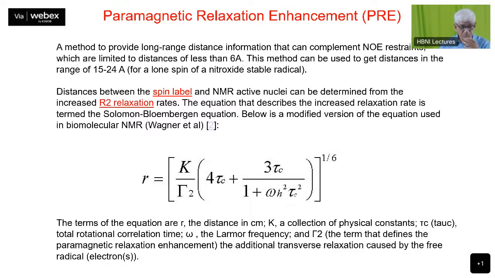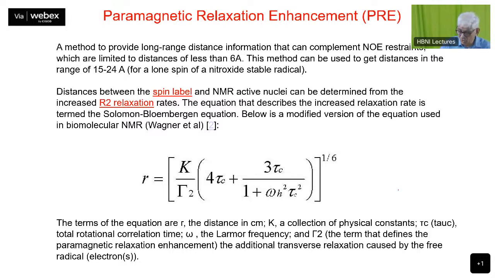Suppose the spin labels are like MTSL and such kinds of spin labels. These are small molecules and they have an unpaired electron. If that label is attached to the protein, then that unpaired electron also has a magnetic moment. So it will have a dipolar interaction with the nuclei, and the dipolar interaction causes relaxation.